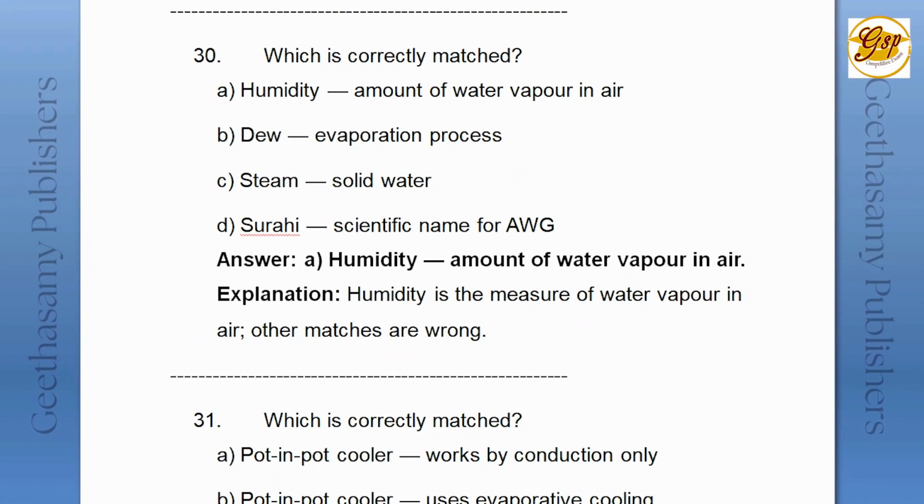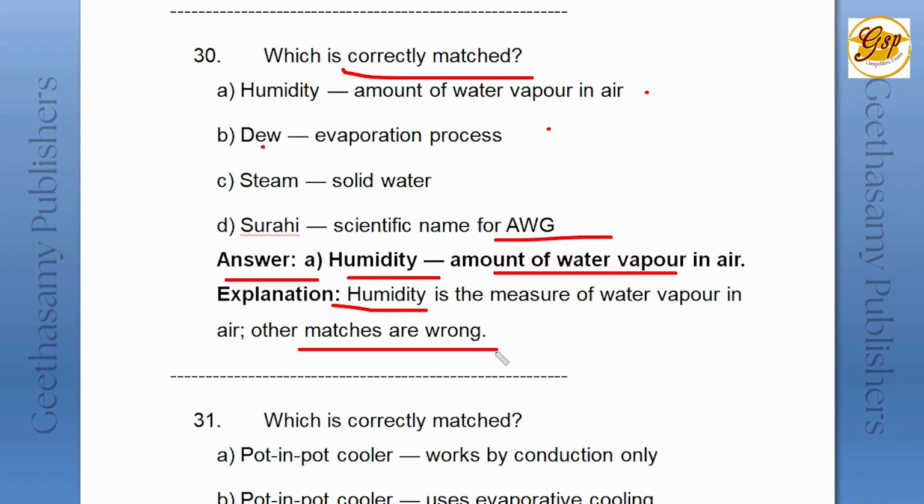Fine. And 30th question. Which is correctly matched? Humidity, amount of water vapor in air. Dew, evaporation process. Steam, solid water. Surabhi, scientific name of AWG. The answer is humidity, the amount of water vapor in the air. So the definition is that humidity is the measure of water vapor in the air, and the other matches are wrong.